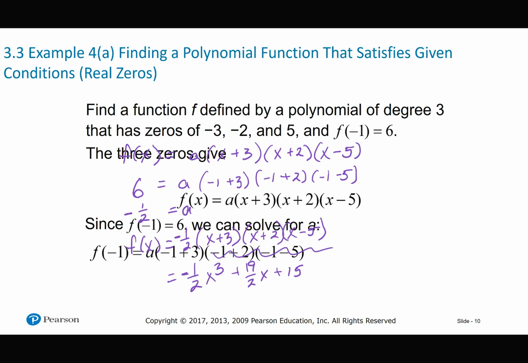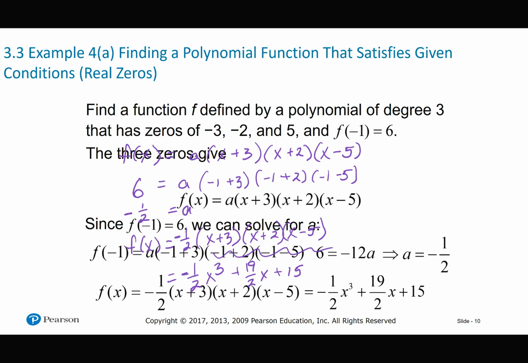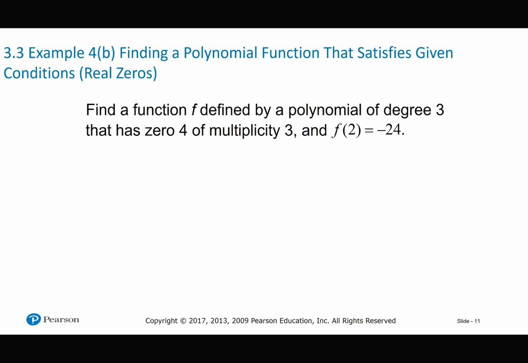And then last one. This one I'm just going to set up for you. Find a function f of degree 3. So again, we're going to have some x cubed that has a zero at 4 with multiplicity of 3. Back to our stuff with multiplicities. Dayton, what's the stuff with multiplicities?